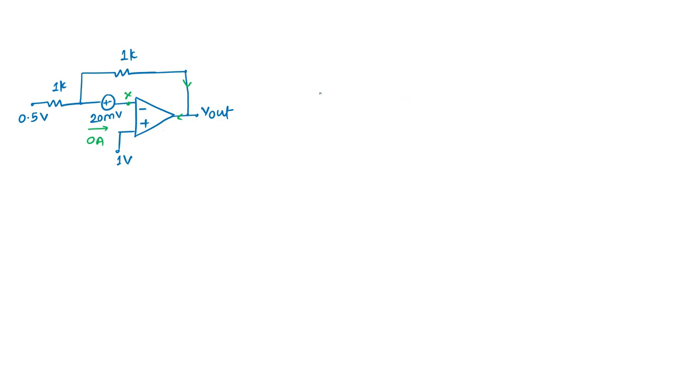So again, we can consider a simple network. This is your 1K, and this side is your 0.5 volt. This is your 20 millivolt source, which has its other end at 1 volt, and the other is your 1K.